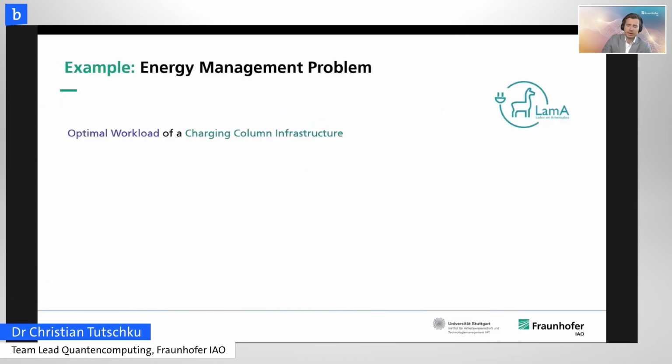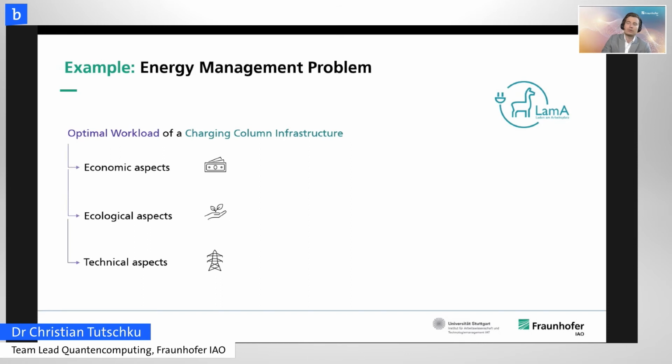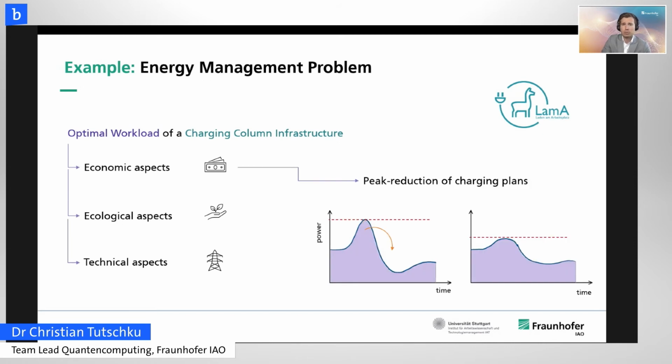And as an example, I brought one from the Llama project, which is Laden am Arbeitsplatz. You have a certain configuration of a charging column infrastructure, and you want to optimize the workload here. You want to optimize it in the sense of economic aspects, making it cheaper, ecological aspects, using better sources for the energy, and technical aspects as well. And the main problem here is you have a certain charging plan with certain peaks. Peaks are expensive. Peaks are bad for the economy because you need to have bad sources of energy.